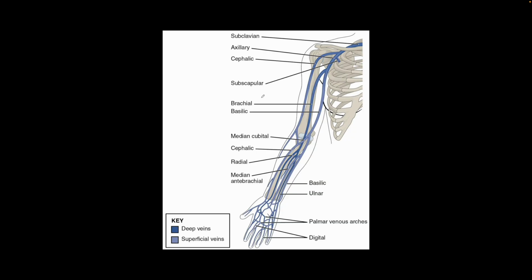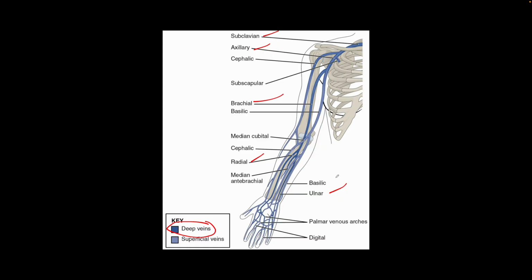For upper extremities, it's important to know which veins are considered deep veins versus which ones are considered superficial veins. So deep veins are the subclavian, axillary, brachial, radial, and ulnar veins. The other veins, which are basilic and cephalic veins, are considered superficial veins.